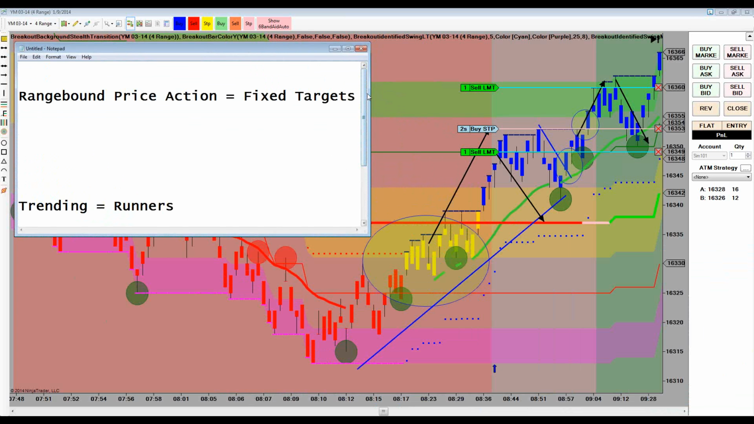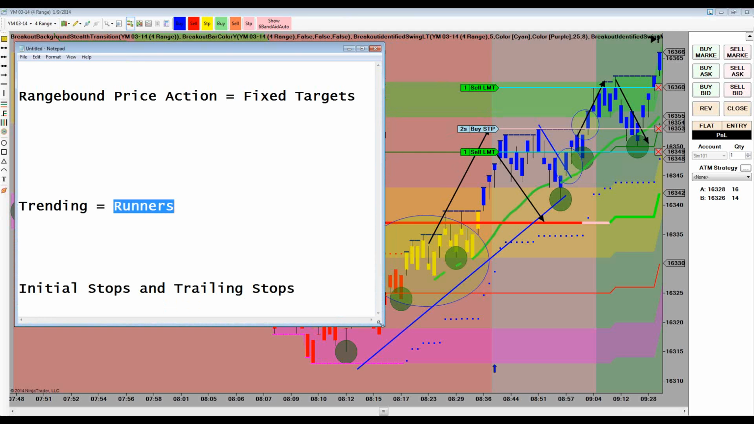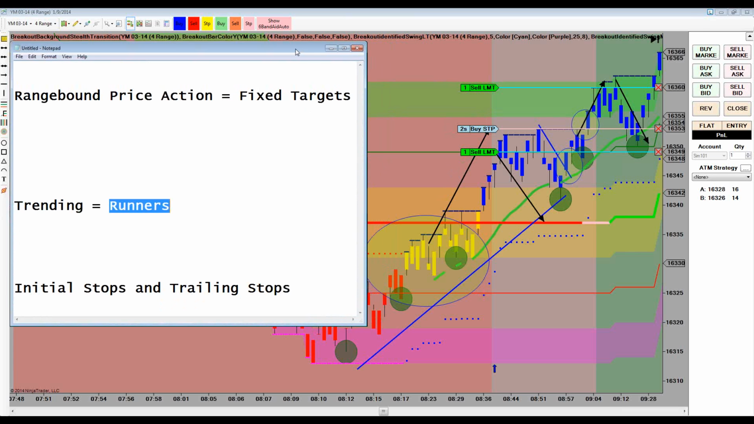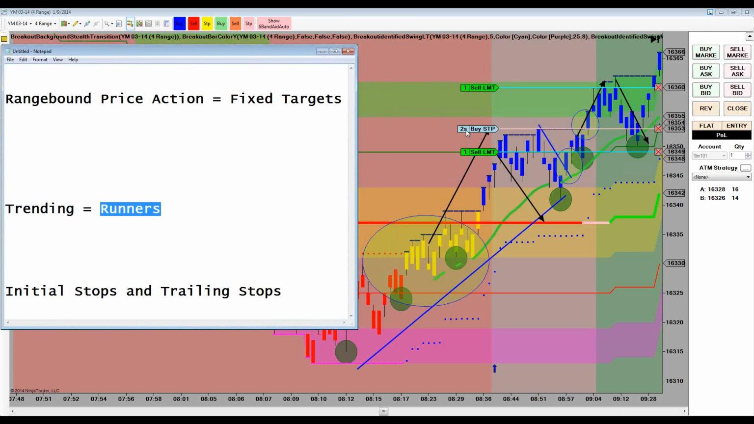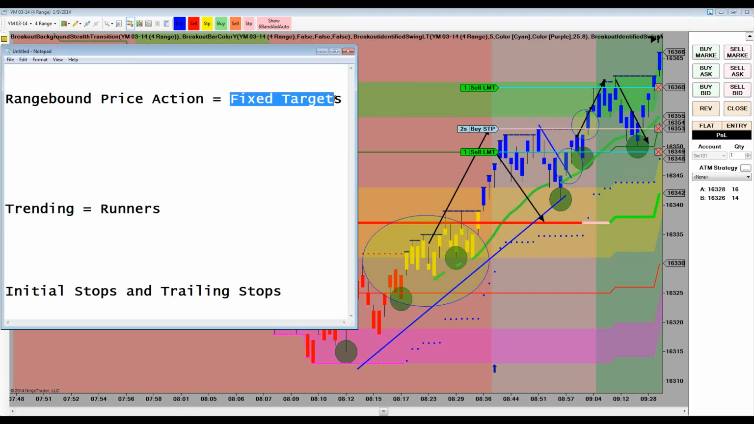Range-bound action generally denotes fixed target type trading. We all agree on that. Trending markets tend to have you go for running trailing stop type, where you put your initial stop, and then of course you have trailing stops. And there is a slight mix of the two when you have 2 contracts, in that the first pop, if you get it, tends to be for the fixed target part of the trade. 4, 5, 6, 7 ticks. Wherever there's a resistance level, you take the first contract out, and then you let your runner run with the trailing stop, which is the second contract.